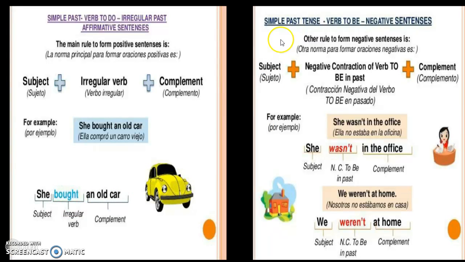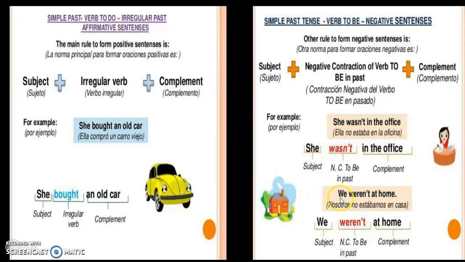Okay, let's continue. Another rule to form negative sentences is subject plus negative contraction of the verb to be in past plus complement. For example, she wasn't in the office. She is the subject, wasn't is the negative contraction of the verb to be in past, and in the office is the complement.